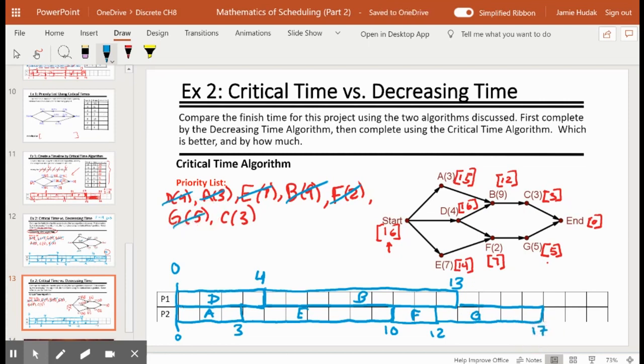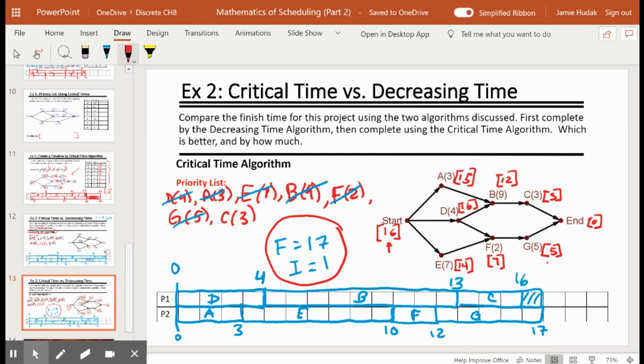Off the list. C is waiting for B. B finished back at 13. 1, 2, 3. That brings us to 16. And then 1 unit of idle time. And we see that the finish time here is 17. And the idle time is 1 unit. And we say, yes, we have completed the same exact project more efficiently.